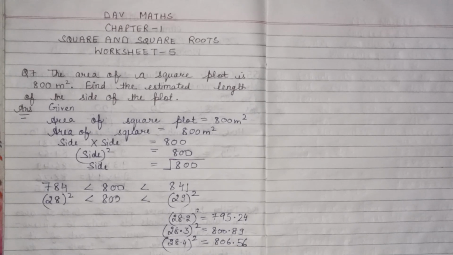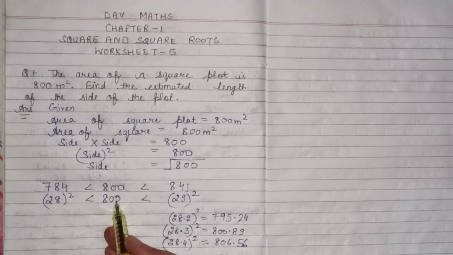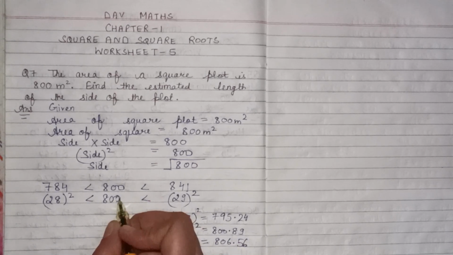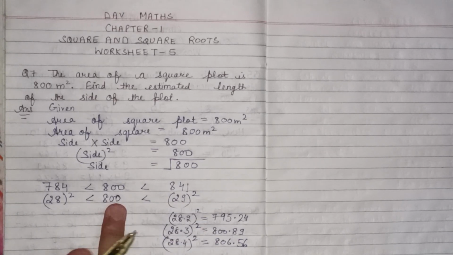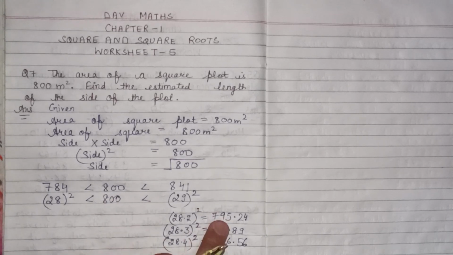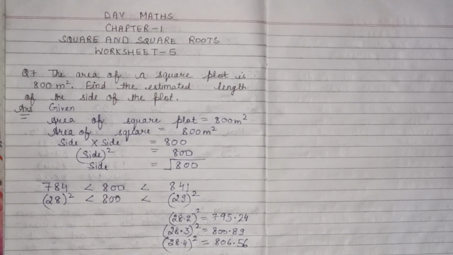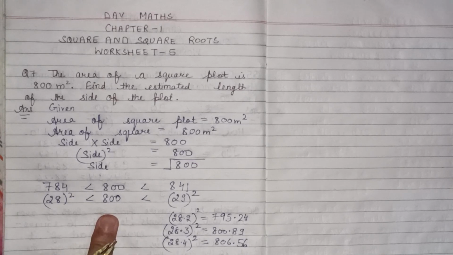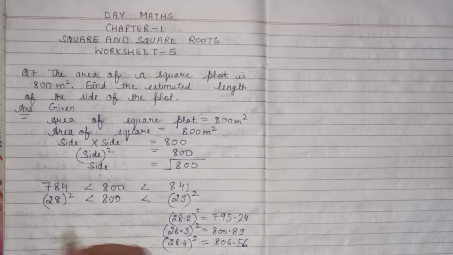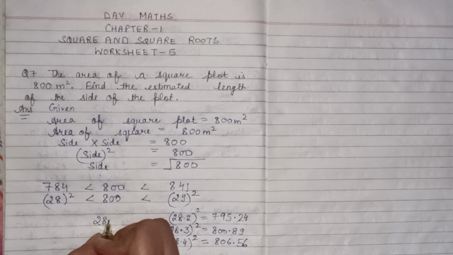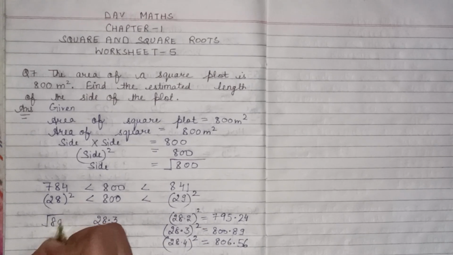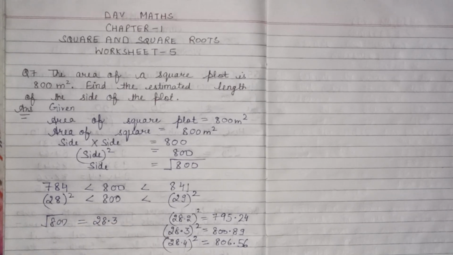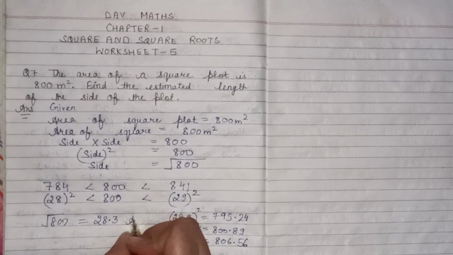Here 800.89 is very closer to 800 among all these three. You can also find this with the help of difference, by subtracting 800 from each of these, and you find that 800.89 is very closer to 800. So here 28.3 is approximately the square root of 800. So here 28.3, this is our answer.